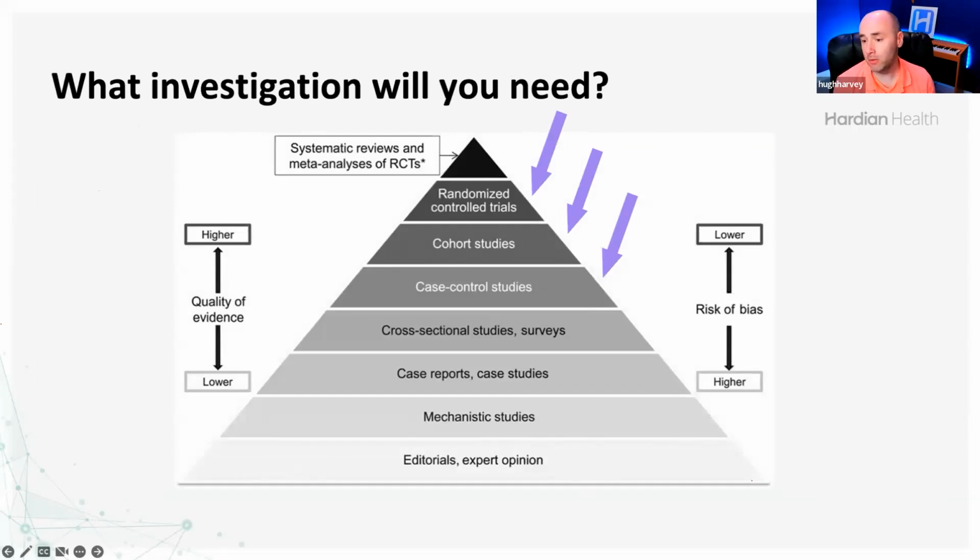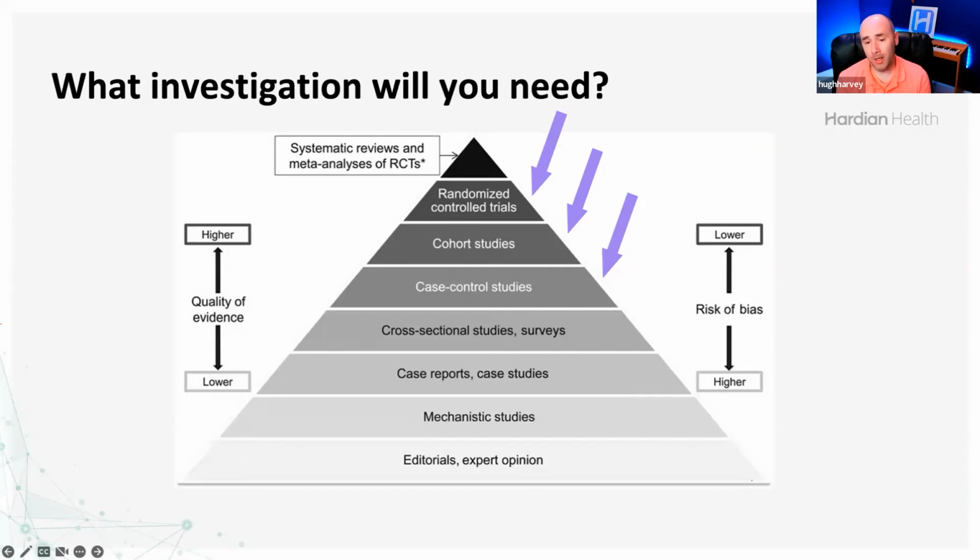So many of you will be familiar with this evidence pyramid. The higher up the pyramid we go, the stronger, more respectable and trustworthy the evidence base is. So obviously we start at the bottom. Editorials and expert opinion don't really prove anything. Often they're conflicted by financial conflicts of interest, and they can be wrong. So we don't tend to include those when we're trying to regulate or prove new medical devices.